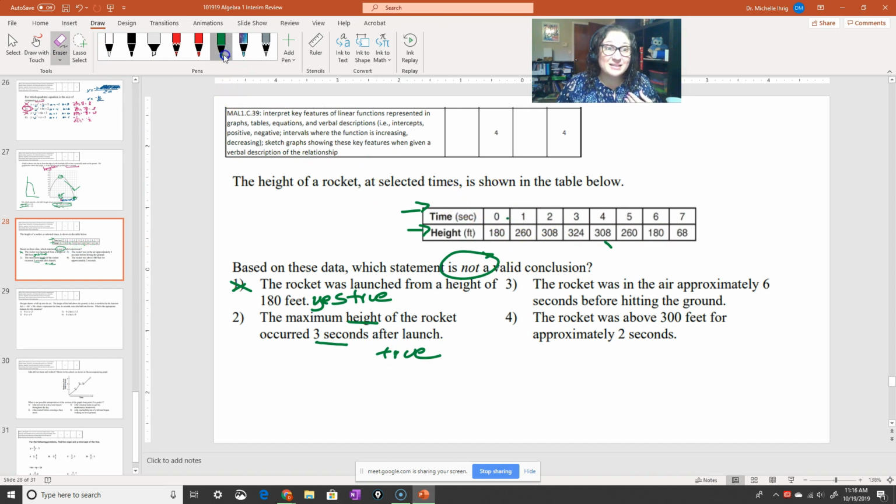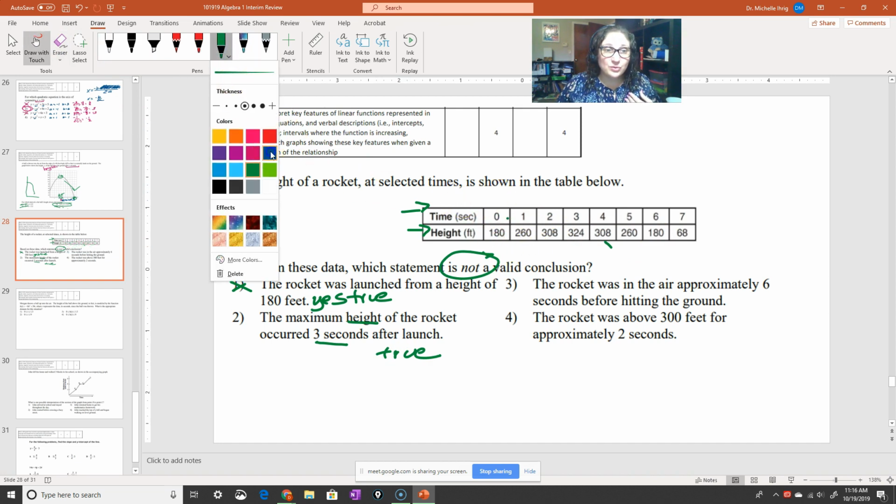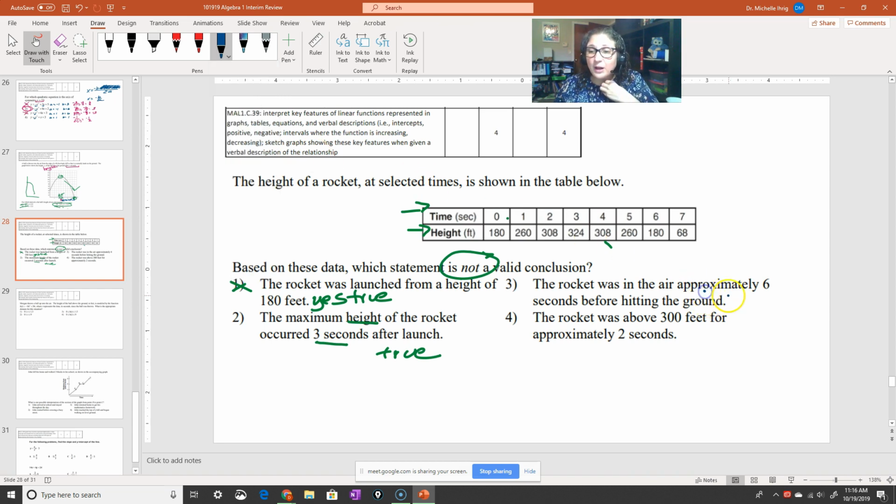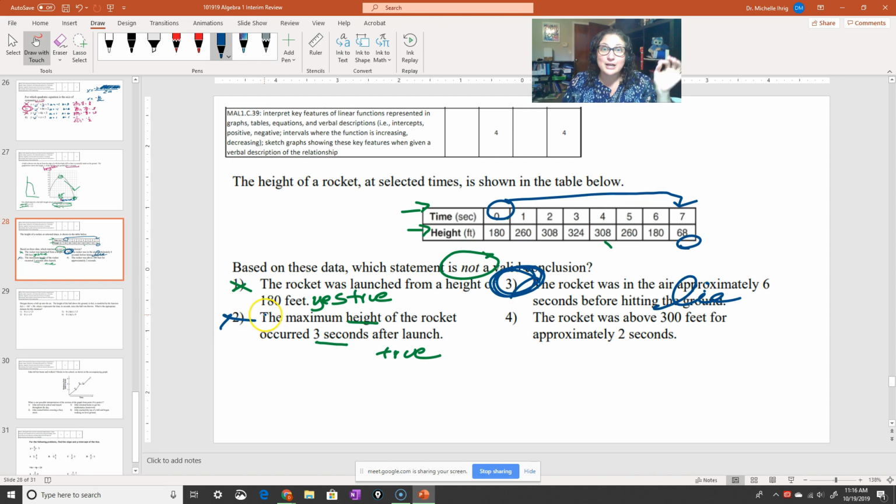Next, let's take my eraser and erase all this extra gunk. Okay, next it tells me the rocket was in the air approximately 6 seconds before hitting the ground. Well, let's see. It started at 0, and even after 7 seconds, it was still 68 feet in the air. So the approximately 6 seconds, that's the lie. Liar, pants on fire. So the answer is going to be choice 3 because that's the one that's not true.